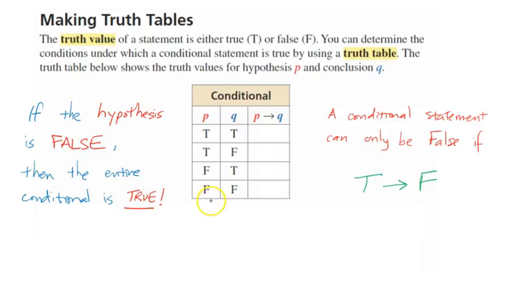And that might seem weird to wrap your head around at first, and mathematicians argue all the time about the best way to explain that. In order to not melt your brain, because we're just in geometry, not in your college logic class, just remember this: a conditional statement can only be false if you've got a true implies false. Or always remember that anytime the hypothesis is false, the whole statement is true.